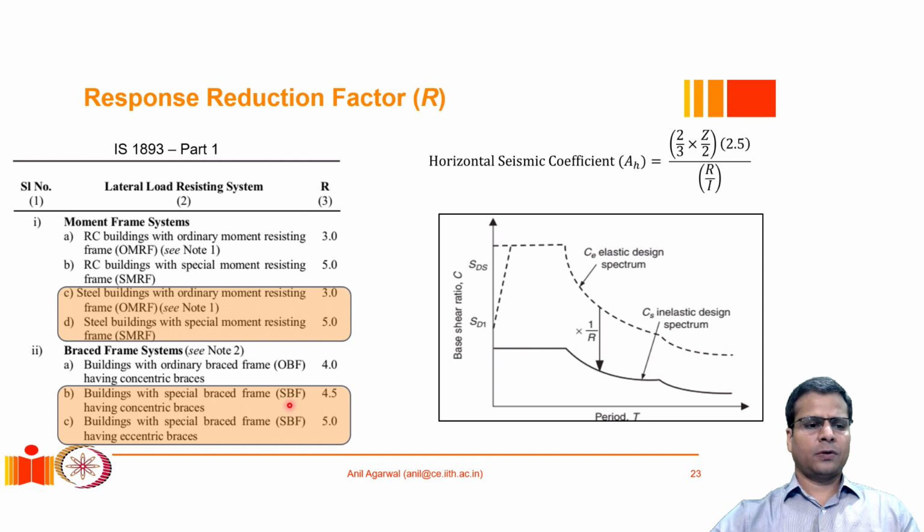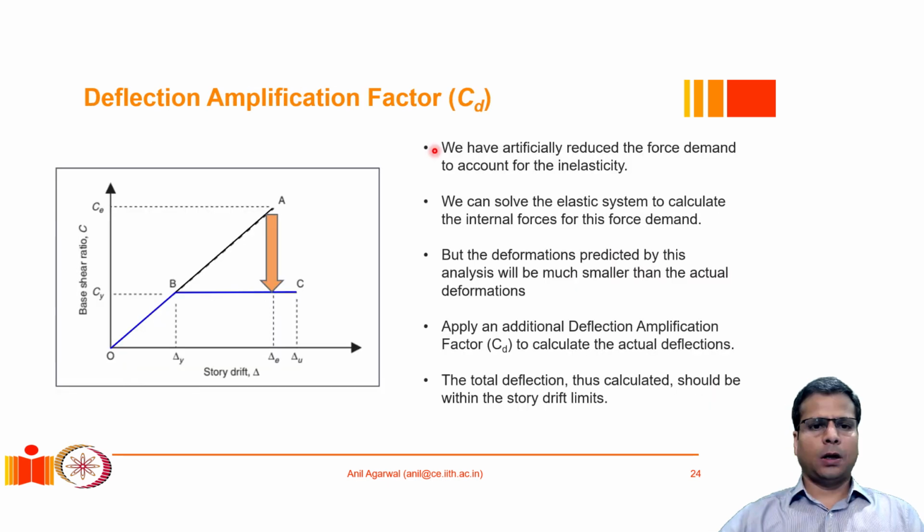And in case of braced frames, this is a braced frame with concentric braces, and this is for a braced frame with eccentric braces. The response reduction factors are 4.5 and 5 respectively. So these are the typical magnitudes of response reduction factors. For systems that are not meant to be very ductile, the response reduction factor could be less than 3 also. Another factor of interest would be the deflection amplification factor, which is also associated with the same process.